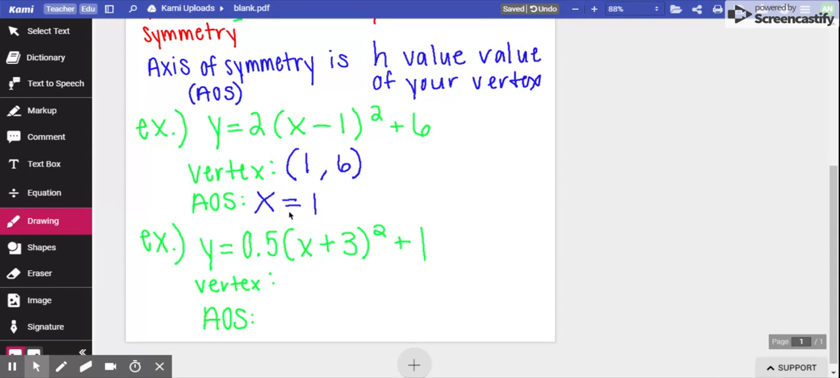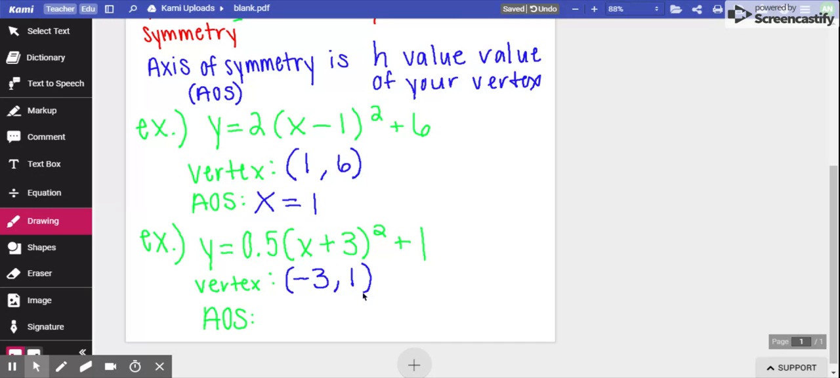For the second example, my h value is now negative 3 because that is supposed to be a minus sign, and the only way I can get that to turn to a plus sign is if I plug a negative 3 in for that value. And again, my k value is a positive 1, so I will just put a positive 1 in for my vertex.